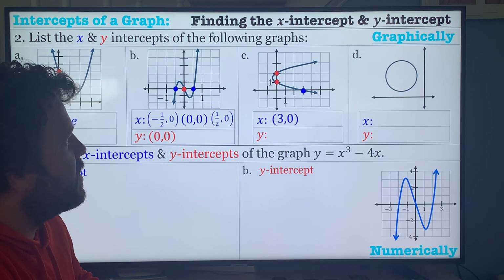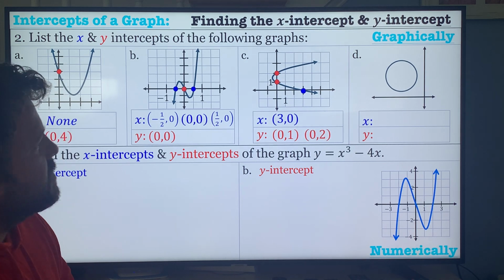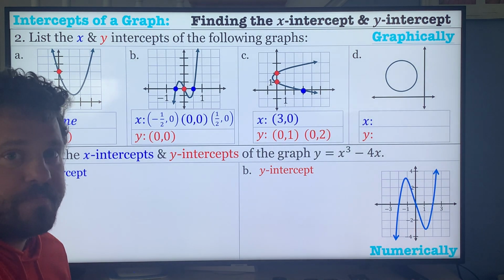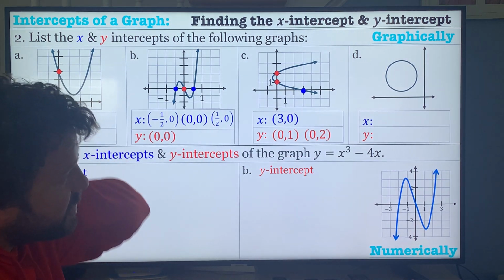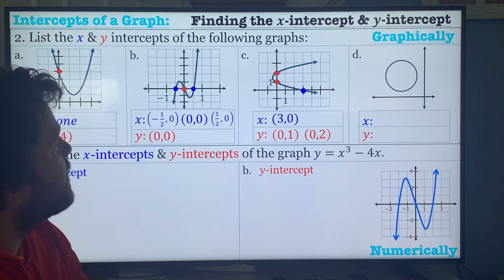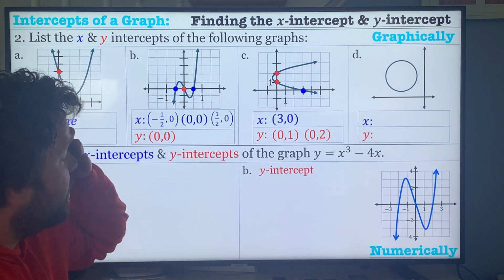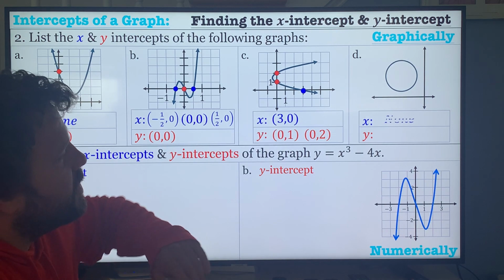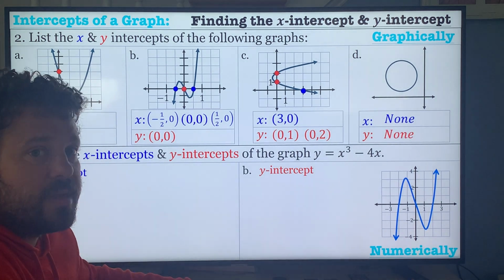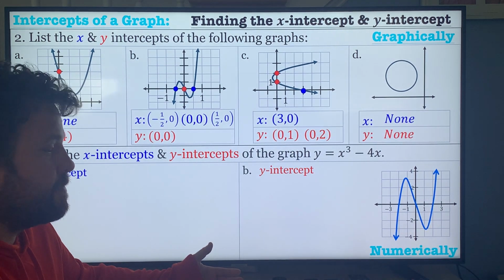Y-intercept crosses in two places, (0, 1) and (0, 2). All right, and for problem D, that circle, even though that technically is not a function because we'll get into that later, there are no x-intercepts and there are no y-intercepts because the graph never crosses the axes.